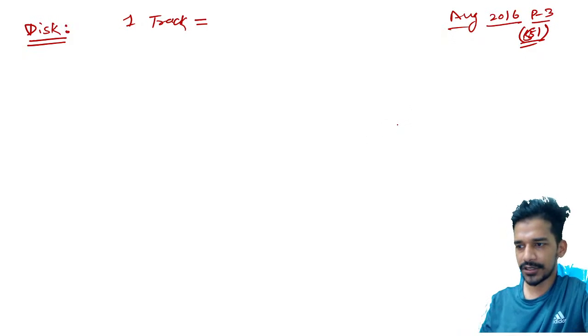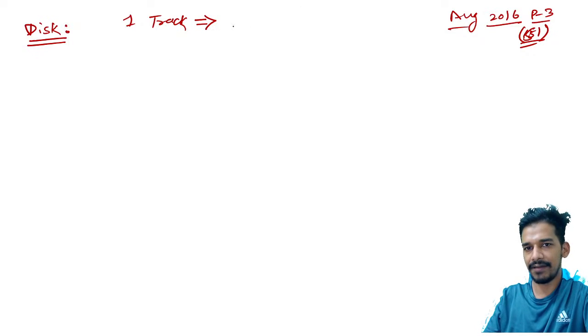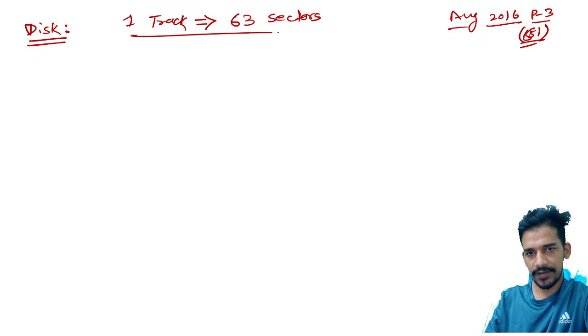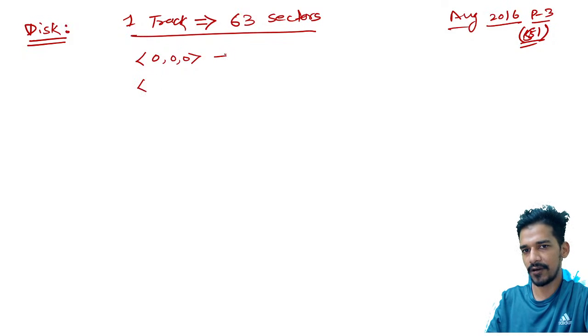So someone asked a question that we have a track on which we have 63 sectors. So the first track is at location 000, and the first sector, this is the address of the 0th sector. Okay, this is the address of the 0th sector, and this is the address of the first sector.